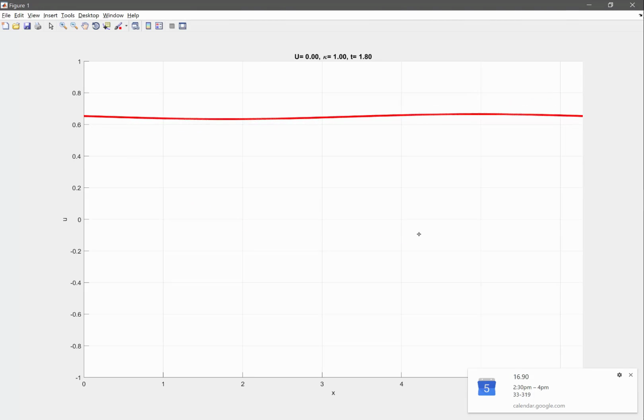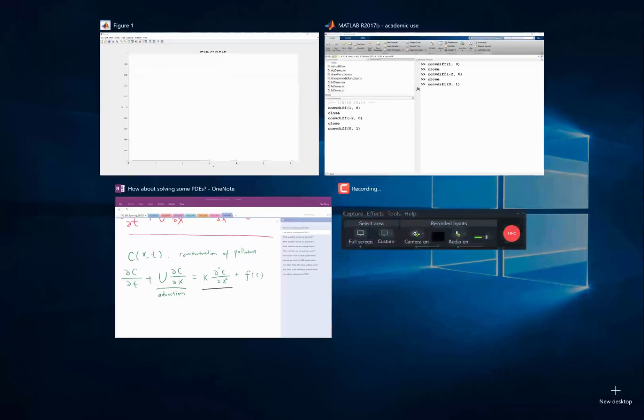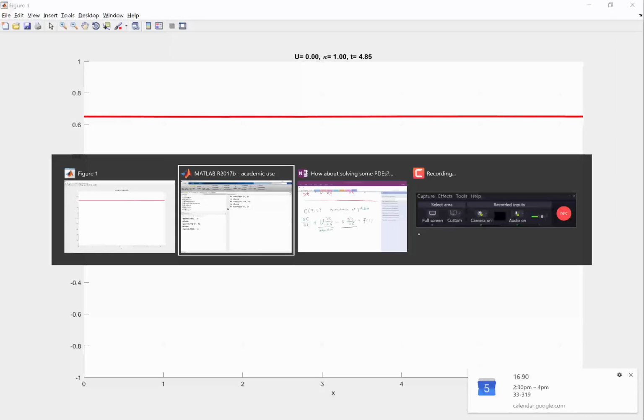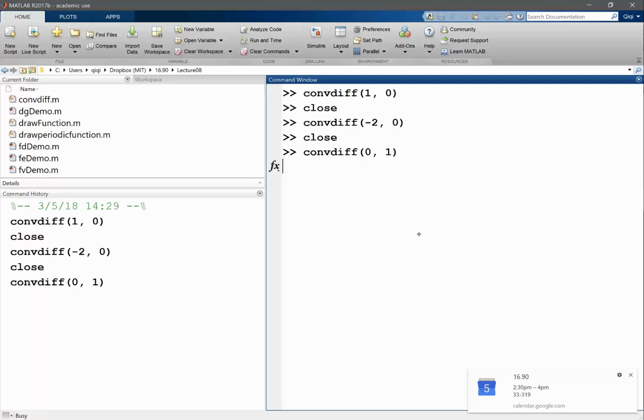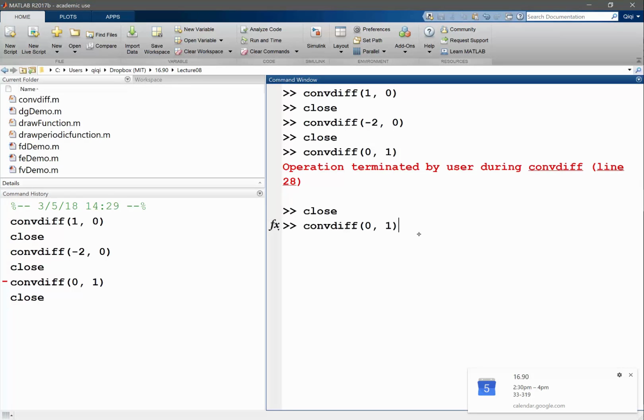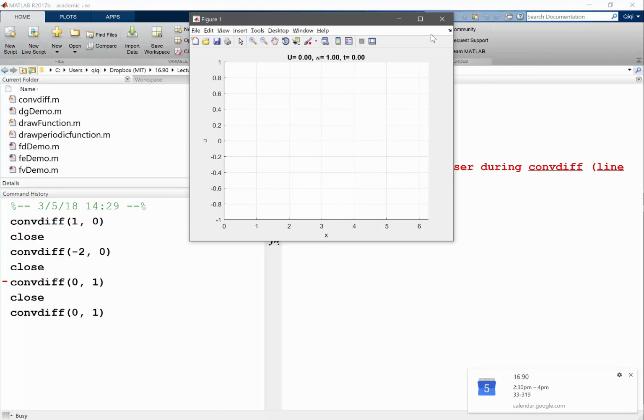Oh dear. Sorry. Let me try again. I think the computer must have thought you lifted this above the screen. Okay.